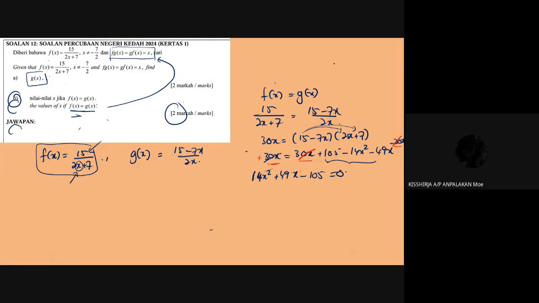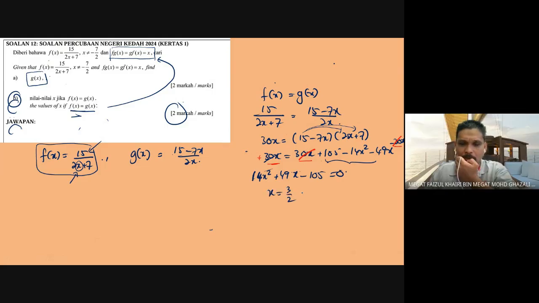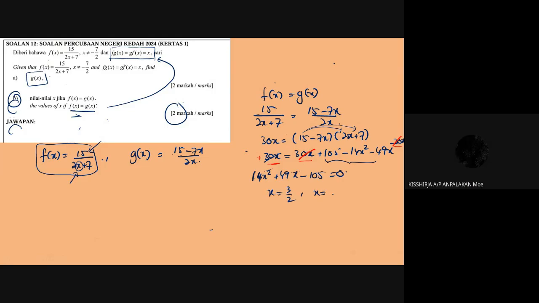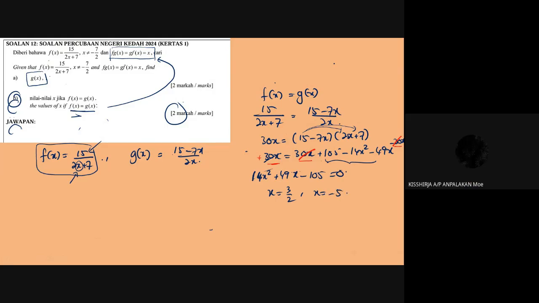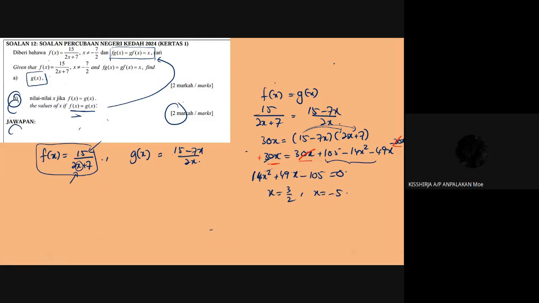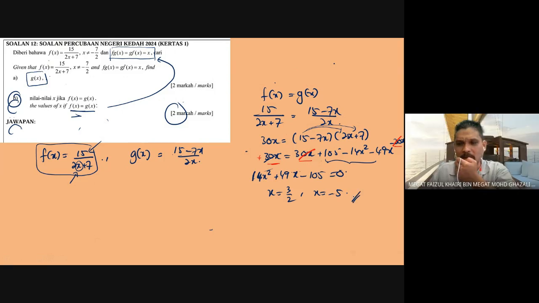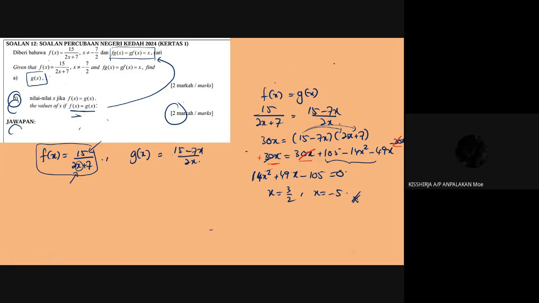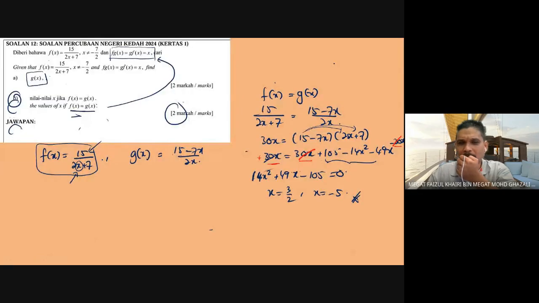You may use your calculator to find the value of x then. 3 over 2, then negative 5. x equals 3 over 2. Another one, negative 5. Okay. Was it mentioned whether x can be positive or negative? They didn't say. So okay, just take both of the values then. Done.